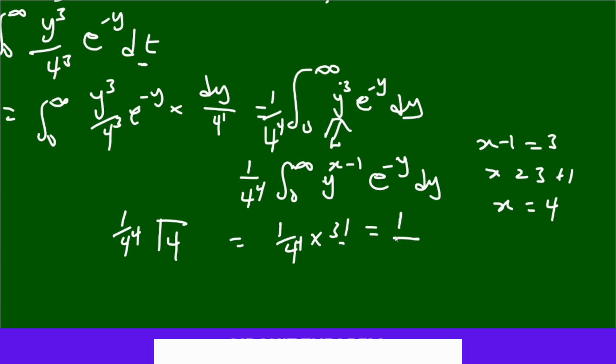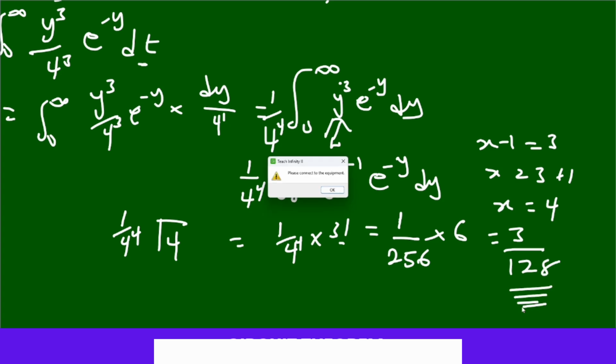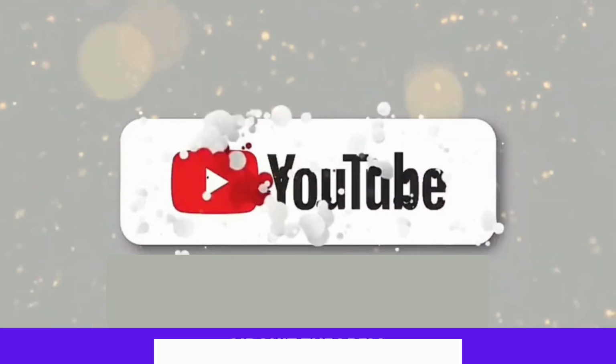So this will be equal to 1 over 256 times the 3 factorial, which gives us 6. So this will be the same as 3 over 128. So this is a way to evaluate an integral using the gamma relation.